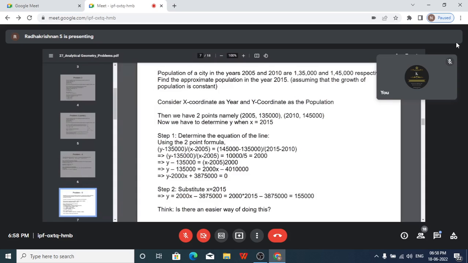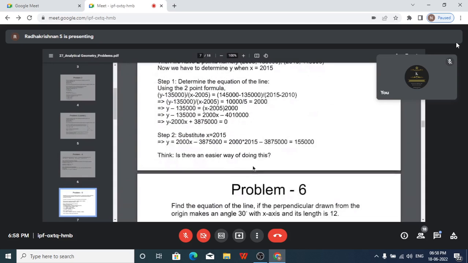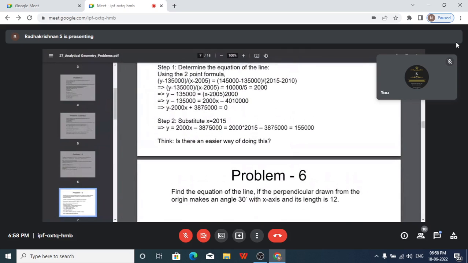Okay, very good. So let me take the next problem. Find the equation of the line if the perpendicular drawn from the origin makes an angle of 30 degrees with the x-axis and its length is 12.